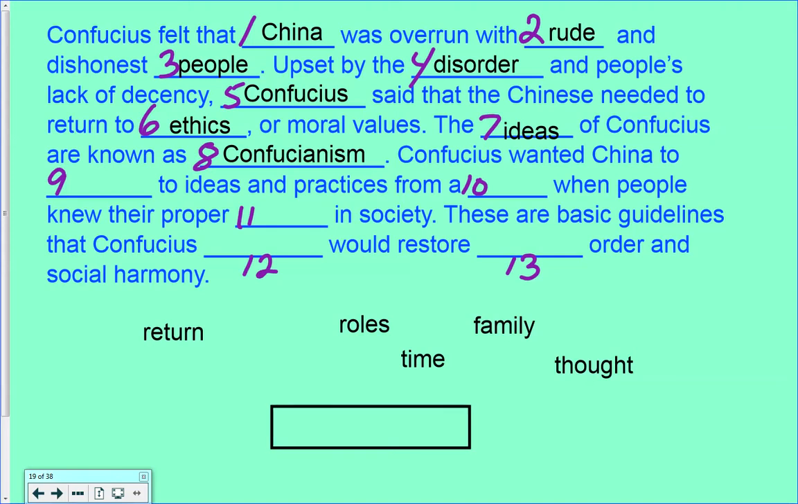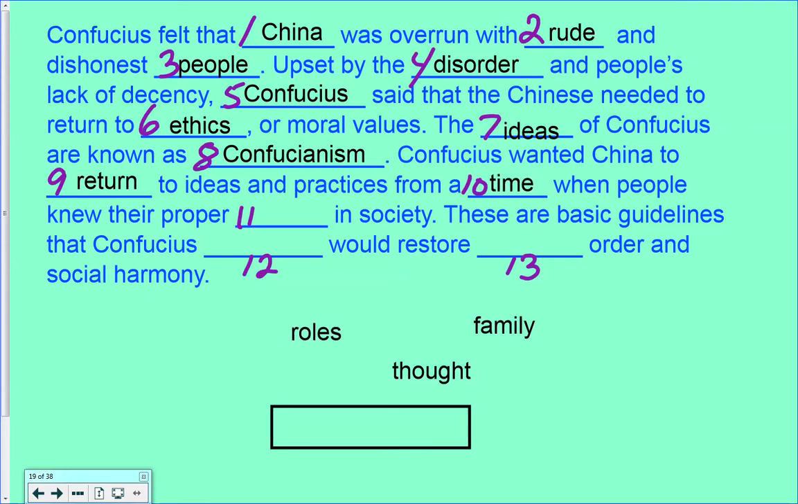All right, let's fill that in. Confucius wanted China to, what makes most sense? Well, we need a verb there. Wanted China to return to ideas and practices from a blank, from a time when people knew their proper what? Roles, thought, or family. When they knew their proper roles in society. These are basic guidelines that Confucius blank would restore blank order and harmony. So, these are the basic guidelines that Confucius thought would restore family order and harmony.